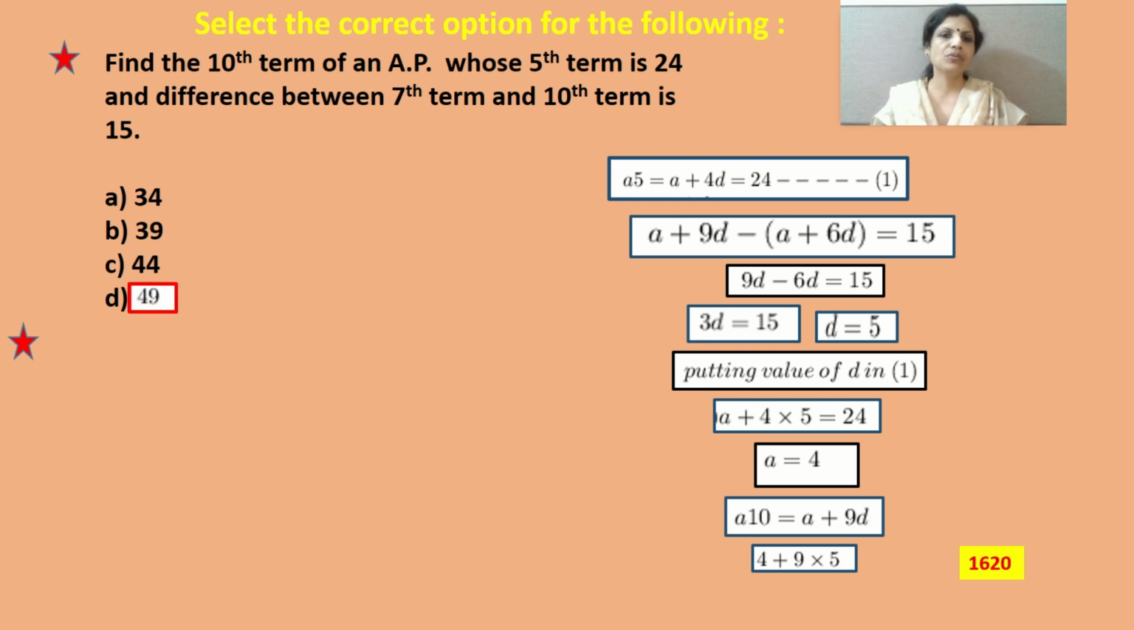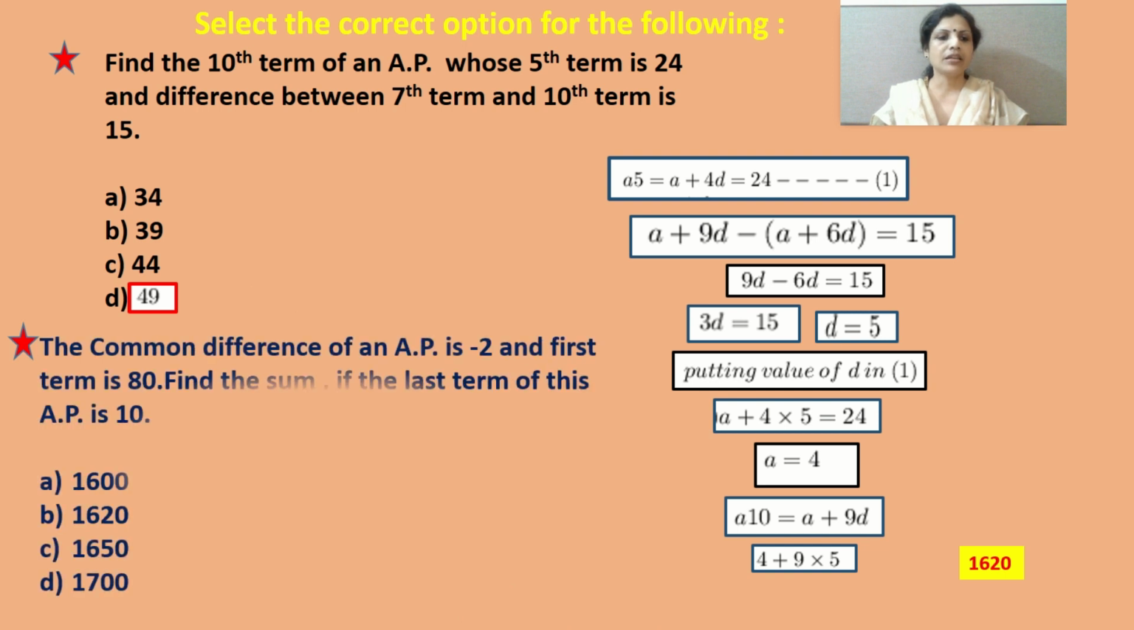Alright, moving to the next sum. The next sum is: the common difference of an AP is minus 2 and the first term is 80. Find the sum if the last term of this AP is 10. So many things are given at a time to you. The common difference of an AP is minus 2, so d is minus 2. The first term is 80, so a is equal to 80. You have to find the sum, Sn, if the last term of this AP is 10, that is an is equal to 10.